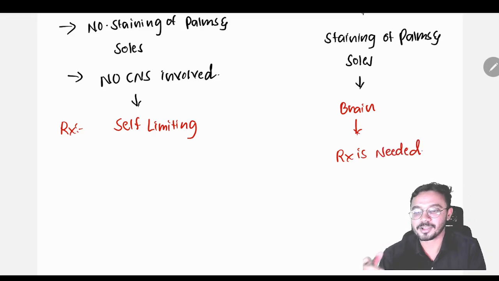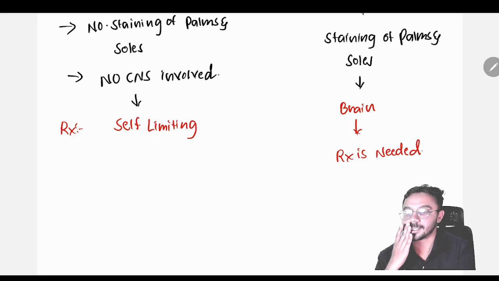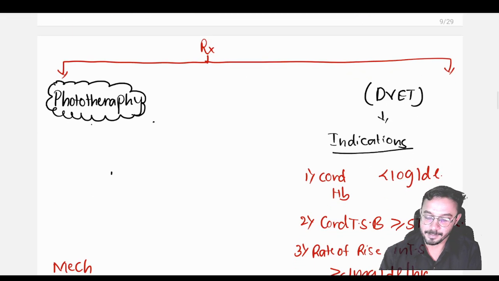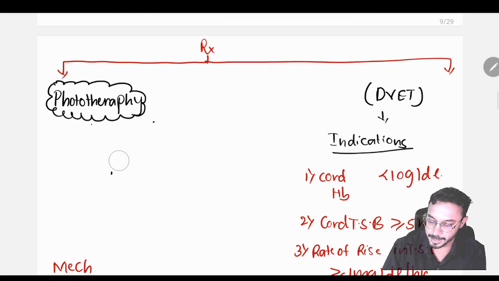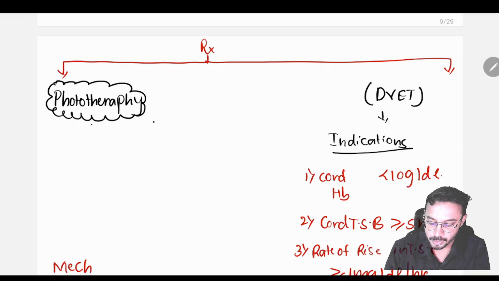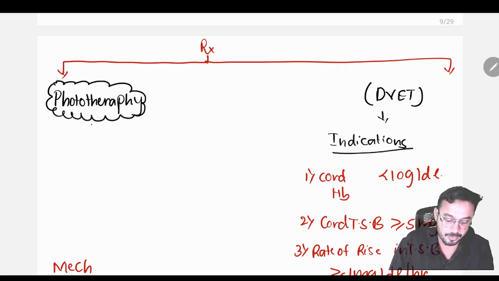So now we all know why. In which jaundice is treatment needed? That is pathological jaundice. Okay, so how do you treat? Through phototherapy or DVET, double volume exchange transfusion. So the first thing is phototherapy, very, very important. Which lamp is used? Remember, an LED lamp is used.